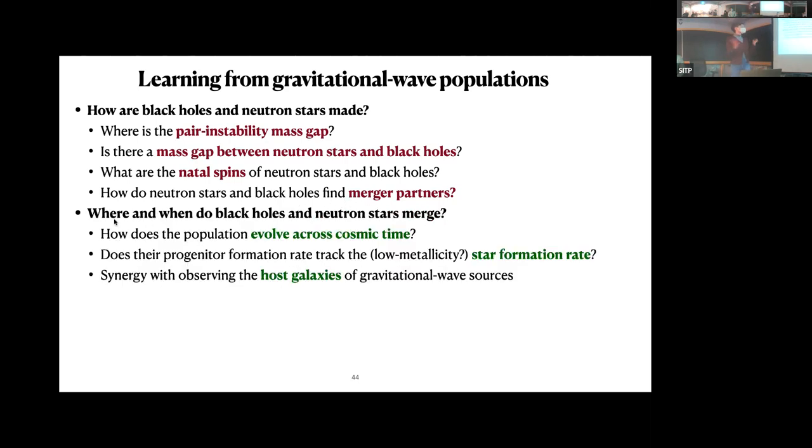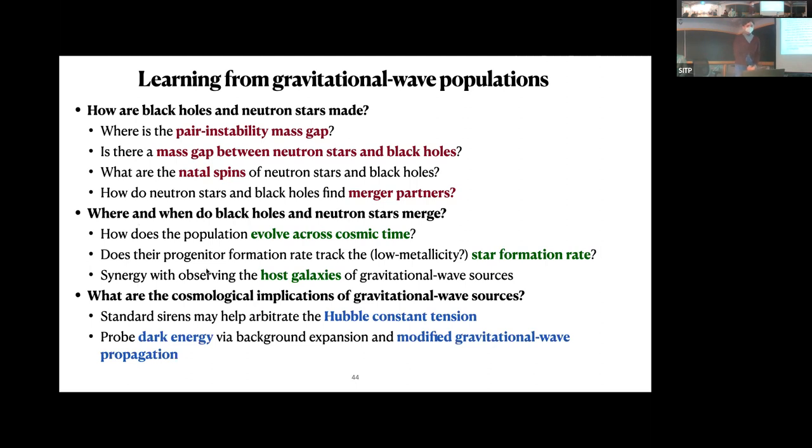Then, taking a step back, we can learn where and when these black holes and neutron stars merge. So how does this population evolve across cosmic time? How can we compare that to the star formation rate and the metallicity evolution of the universe? What can we learn from that connection? Also, we can learn by observing the host galaxies of gravitational wave sources.